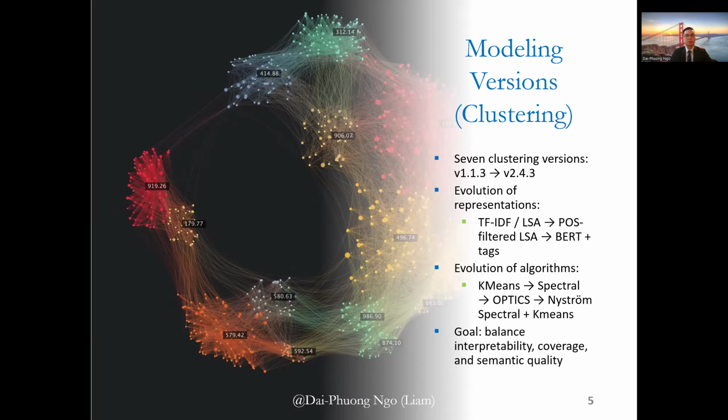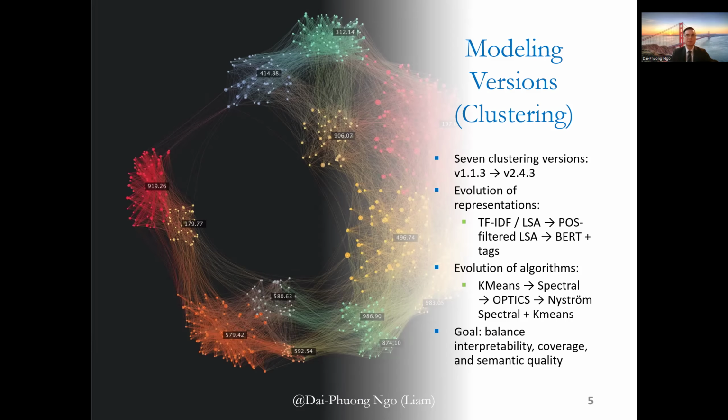My project is structured as a sequence of 6 clustering versions, each intentionally modifying either the presentation, the clustering algorithm, or both. The early versions like version 1.1.3 and 1.2.3 rely on TF-IDF with latent semantic analysis and KMeans. This gives a surprisingly usable top-level taxonomy, but quickly exposes their limits, especially with very large generic clusters.